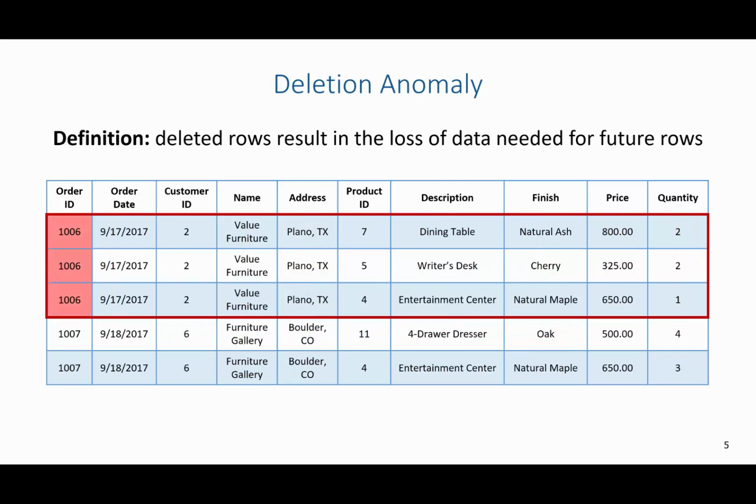The third type of anomaly is the deletion anomaly, which basically states that deleted rows result in the loss of data needed for future rows. So for example, if I were to delete order ID 1006, I would lose all the customer information associated with this because I don't have this customer associated with any other orders. Additionally, I would lose the dining table and writer's desk because I don't have this information represented anywhere else. Entertainment Center would stay because I have Entertainment Center represented with order ID number 1007. So being forced to delete other values or lose other values is called a deletion anomaly.